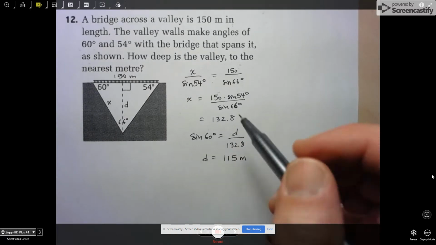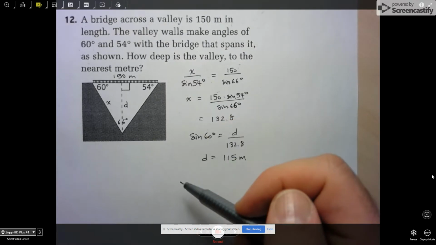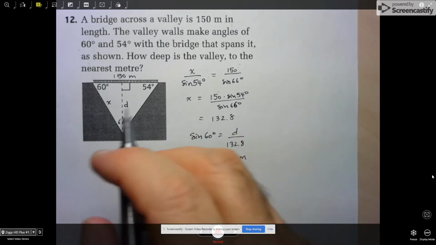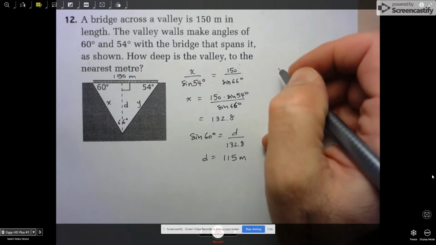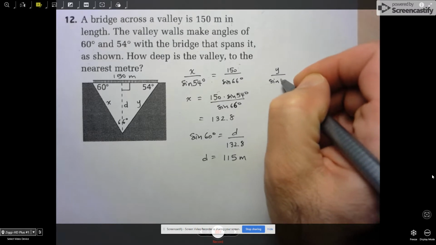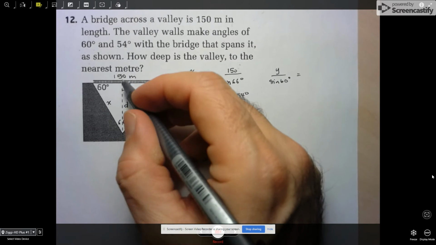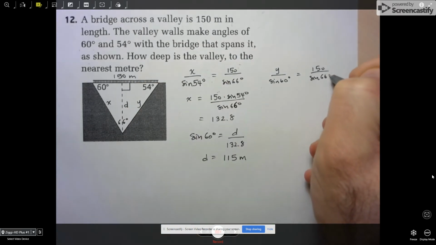Okay, and you can see this is much, much easier than what we would have had to solve without having access to the sine law. So you might want to just stop here, or if you want to see how we get the same answer looking for side length y, let's go and do that one. I'll do this a little quicker here. Let's set up our equation. We have y over the sine of its opposite angle, which is 60, is equal to, and again, I'll use the same ratio here, 150 over sine of 66 degrees.